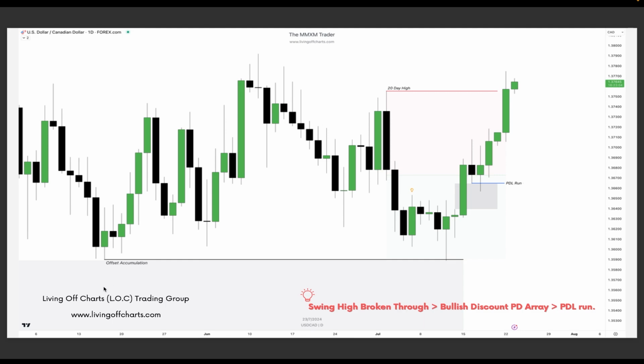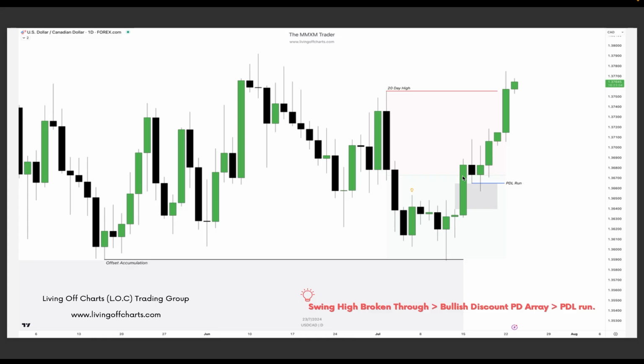Offset accumulation here into a key PD array. A swing high must be broken. We have that here. Displacement, retracement here, which is the daily chart's reaccumulation phase, where we have located a discount PD array. Now we have to have a previous day low run, as mentioned here, in discount of the 20 days before we can look for higher prices, which is what occurred here. And this is where we call the longs, as well as here, which you can notice here.